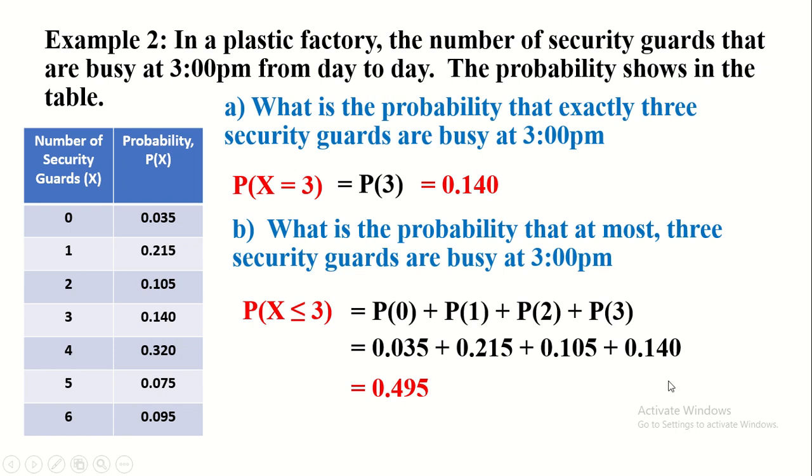Again, inad lang po lahat ito, kaya naging 0.495. At ulitin ko po, isa sa property ng probability, that is dapat daw ay less than or equal kay 1. So, ibig sabihin, ang 0.495 ay less than kay 1.